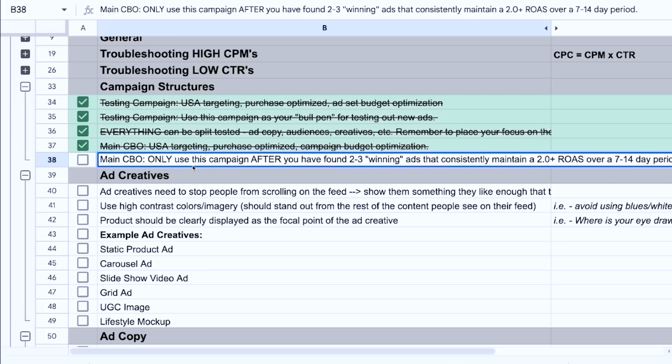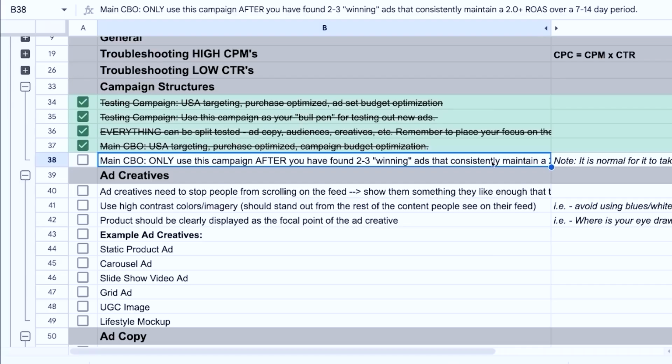And a reminder for the main CBO is that we only use this campaign after you've found 2 to 3 winning ads that consistently maintain a 2.0 plus ROAS after a 7 to 14 day period. Now, if somebody showed me a testing campaign where they're at a 3 to 4 ROAS, would I say still wait the 7 to 14 days? Absolutely not. So there's nuance to all of this. These are just general principles that I've learned are important to clarify after working with a lot of people.